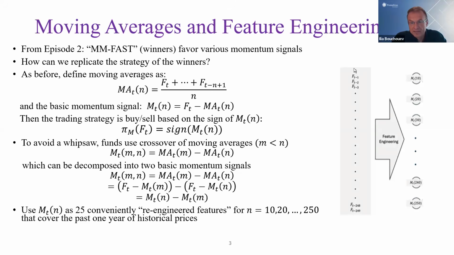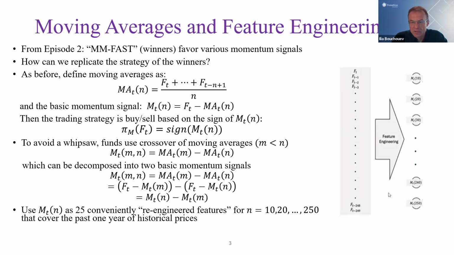So in this case, schematically, we started with roughly 250 data points, which represent historical prices over the past year, and then we basically compress them into, in this case, 25 simple momentum signals, and 25 is what I did here. So we used 10-day increments.